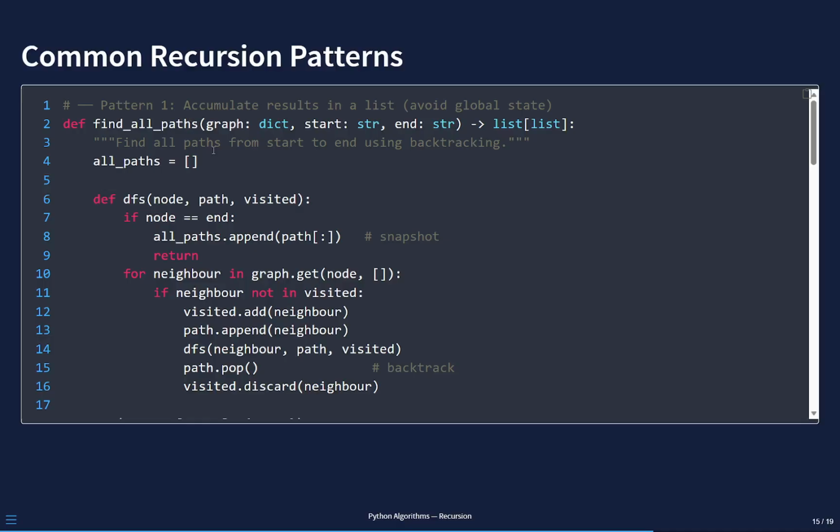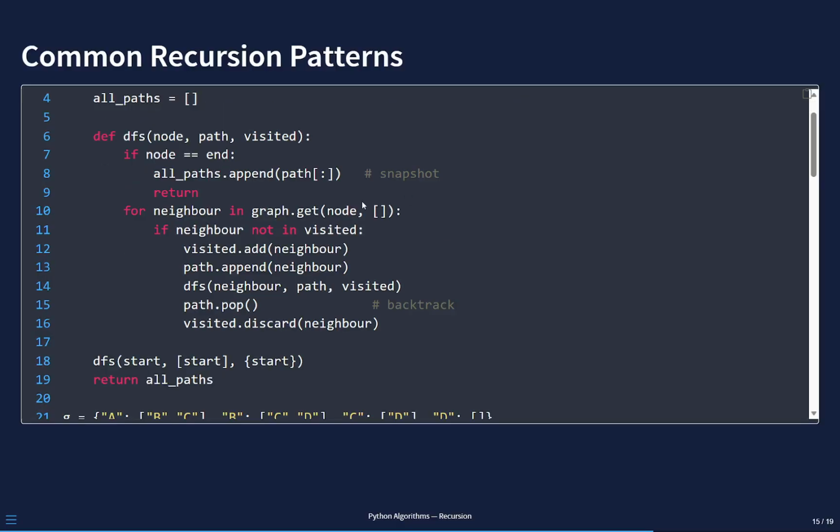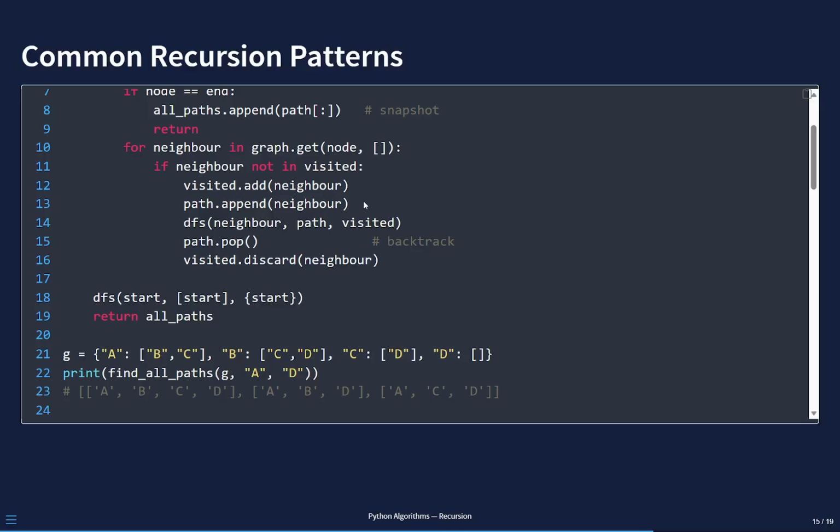find_all_paths explores all paths from start to end in a graph. The result list collects finished paths. The DFS function adds a neighbor to the current path, marks it visited, recurses, then removes it from both, the classic choose, explore, unchoose backtracking structure.